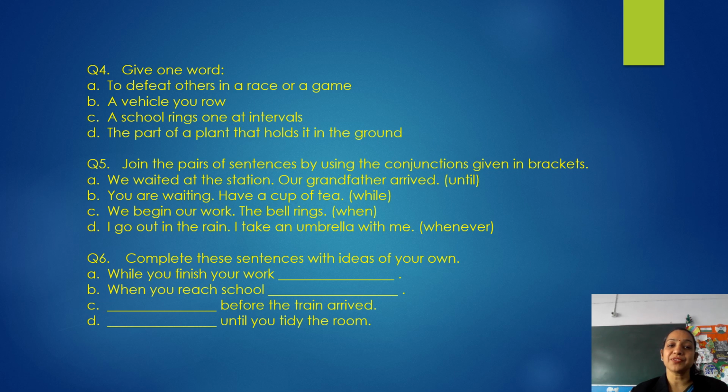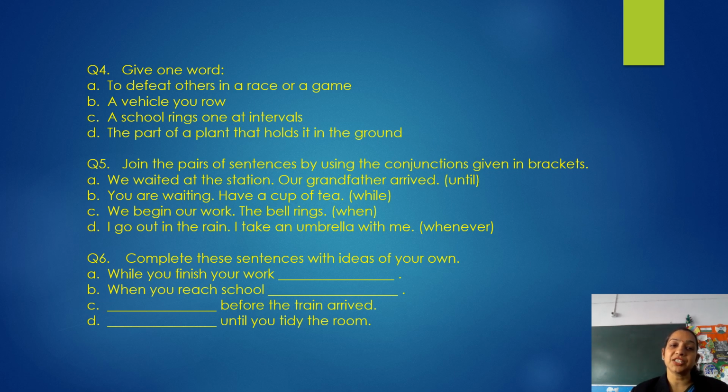Join the pairs of sentences by using the conjunctions given in brackets. So children, here for each pair of sentences, a conjunction is given in the bracket which you have to use, and then you have to join these pairs of sentences. Okay. So let us see the first one.